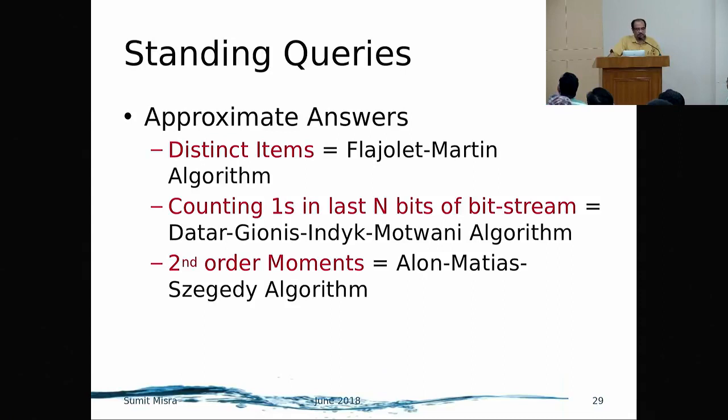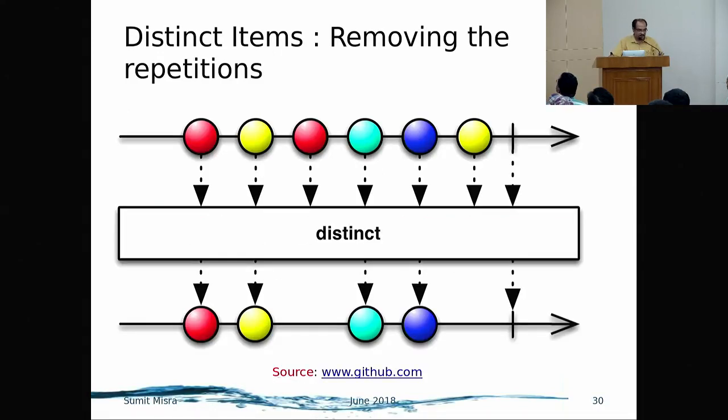What we are trying to do is find out the distinct items in the stream, or count the number of ones I have seen in the last n bits. One can be a one, or it can be the presence or absence of something. And then the second order moment, which I just showed why it is required, we are trying to find the dispersion. I don't think I can cover all of that because of the time constraint. Let's see how much we can cover. So here are the distinct items, and you can see the picture that gives the distinct items.